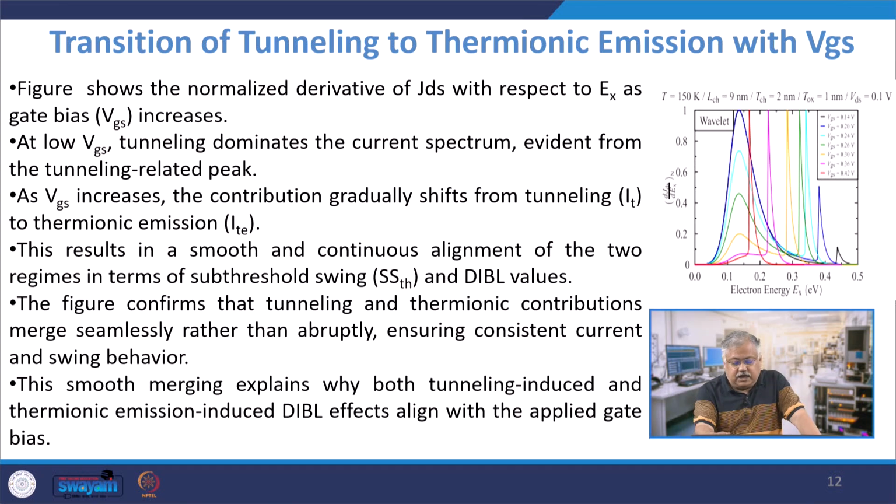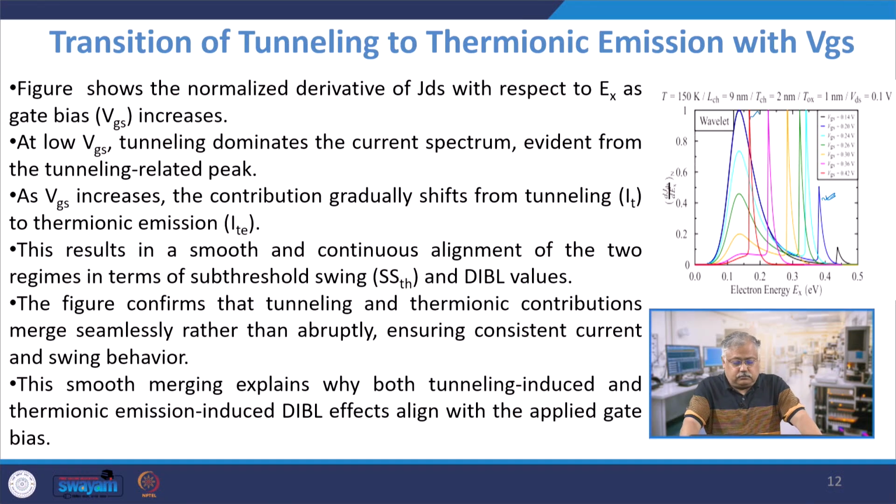Now, let us look at the wavelet methodology of transition of tunneling to thermionic emission with VGS. We are plotting again the same graph for various values of VGS, starting with 0.14 up to 0.42. The blue is for 0.14 and the red is for 0.42. As the gate voltage goes on increasing, the peak of JDS also starts to shift towards a lower electron energy, which means that as the gate voltage increases, the peak at which you will get a larger amount of current will shift towards a lower value of electron energy.